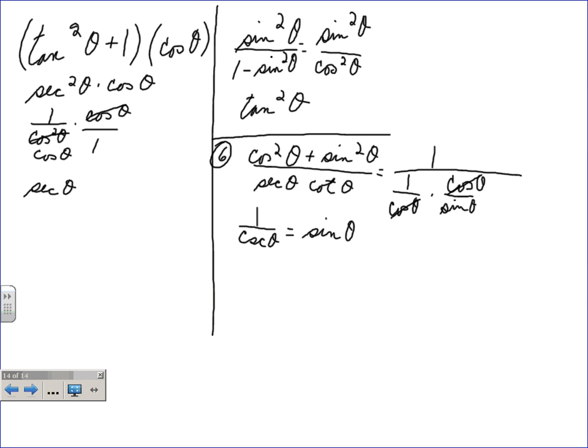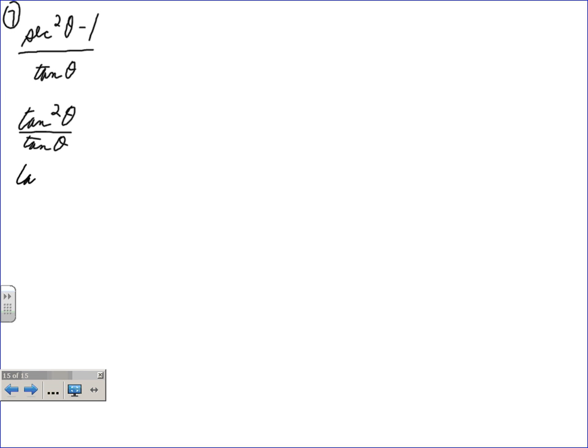Number 7. Secant squared theta minus 1 over tangent theta. We have another Pythagorean identity on top. Secant squared theta minus 1 is tangent squared theta over tangent theta. Reduce it, tangent theta.